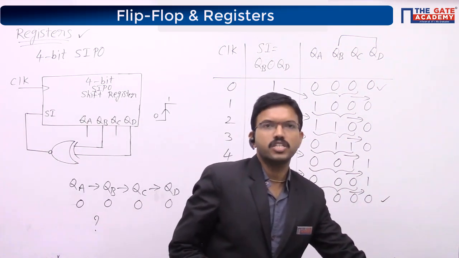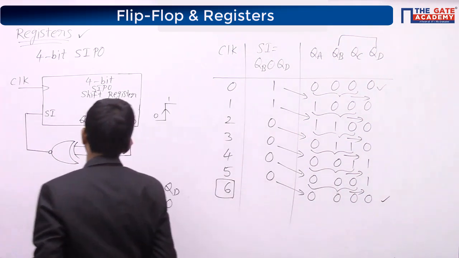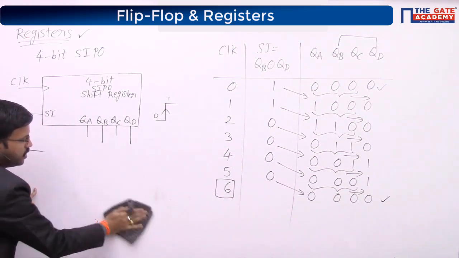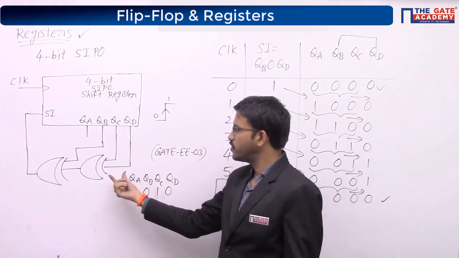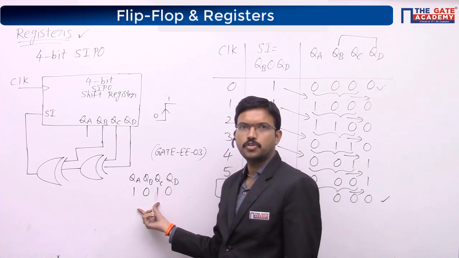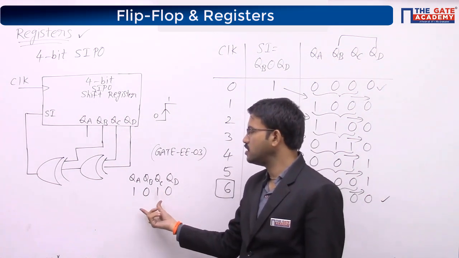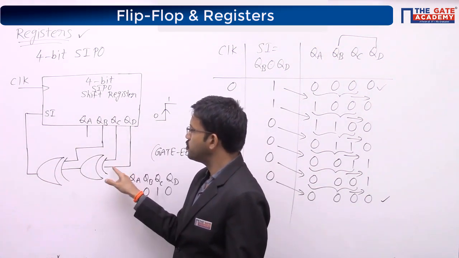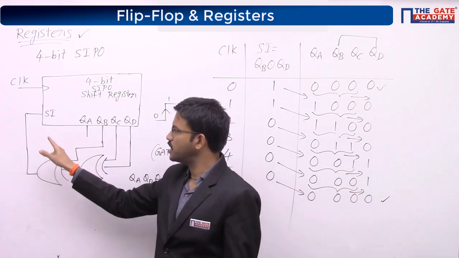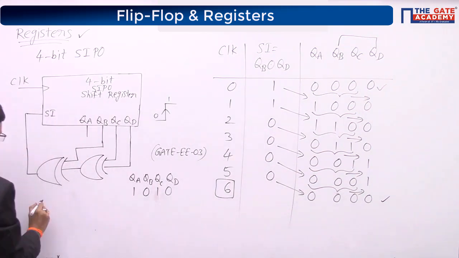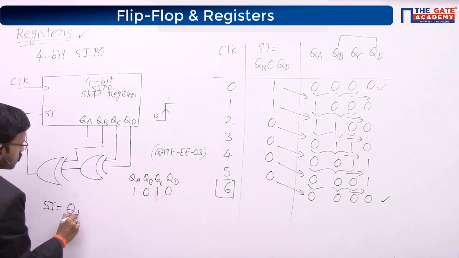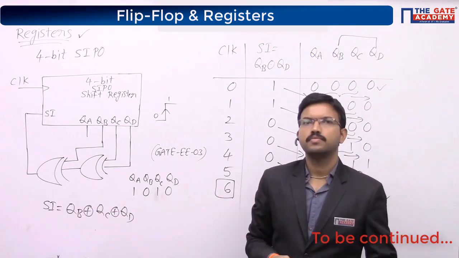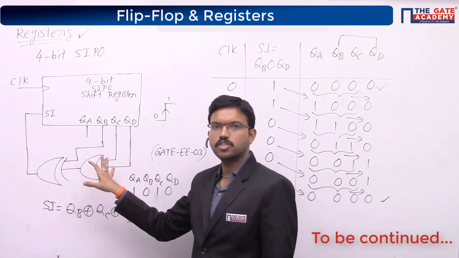A similar question you can try later as homework. Just draw the circuit diagram. For this question, the initial status is 1010. After applying how many clock cycles will you get the same status? Here, the serial input is what? First you get QC XOR QD, after that, XOR with QB. That means in this case, the serial input will be QB exclusive OR QC exclusive OR QD. Similar question, you can try this particular question later as homework.